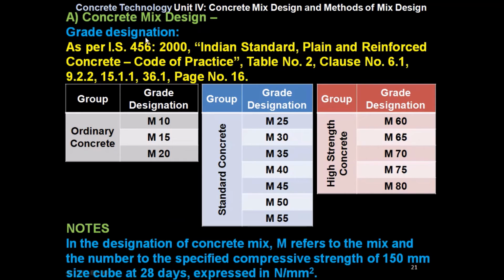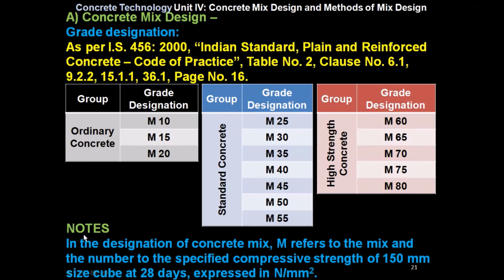Now we will see the grade designations, as per IS 456:2000, the Indian Standard Plain and Reinforced Concrete Code of Practice, Table number 2, clauses 6.1, 9.2.2, 15.1.1, 36.1, page number 16. The group is ordinary concrete, and the grade designations are M10, M15, M20. Another group is the standard concrete. The grade designations are M25, M30, M35, M40, M45, M50, M55. And another group is the high strength concrete. The grade designations are M60, M65, M70, M75, M80.